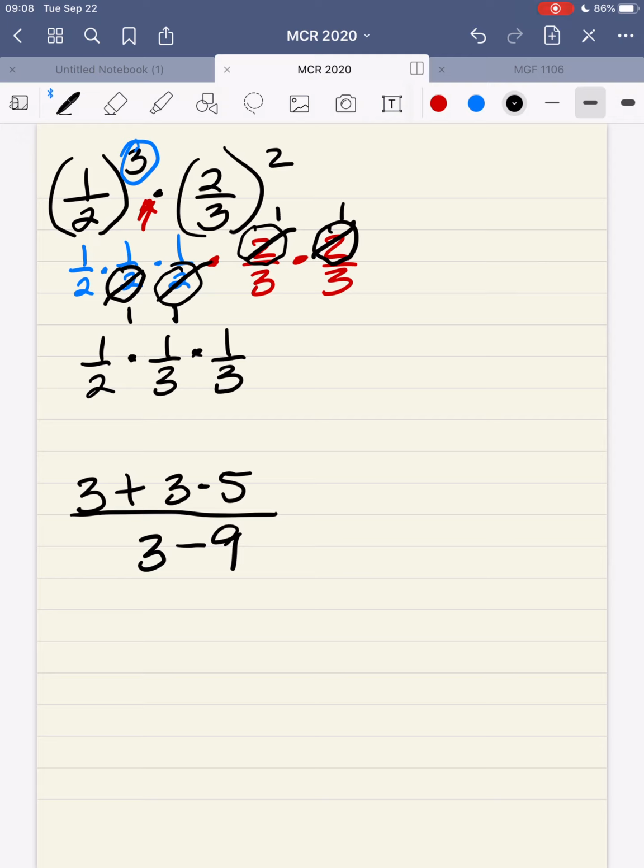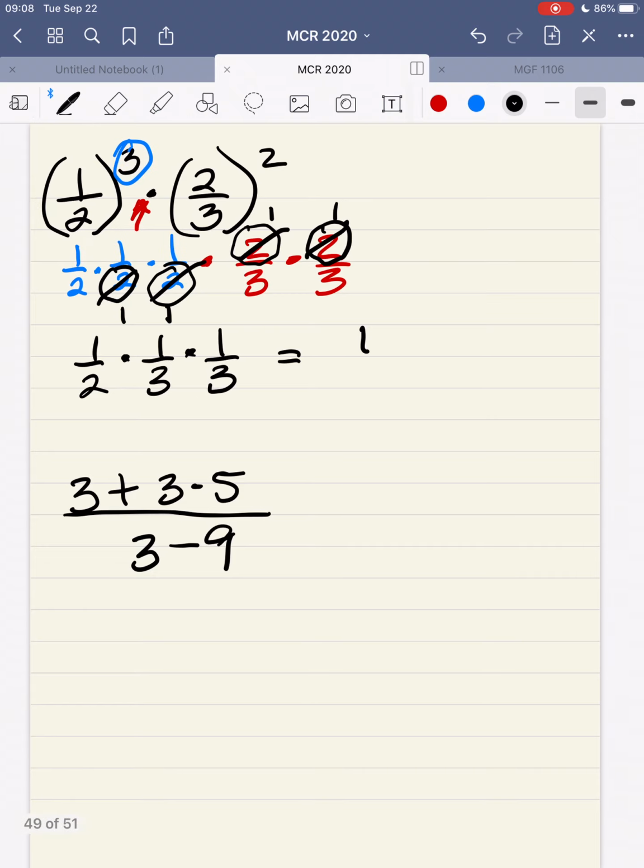Okay, now I can go ahead. Now 1 times 1 times 1 on the top is just going to give me 1. 2 times 3 here gives me 6. 6 times 3 gives me 18, and I'm done. Okay, so when you have repeated fractions with an exponent, go ahead and just write it out, because you might find that things cancel and it ends up being very nice.